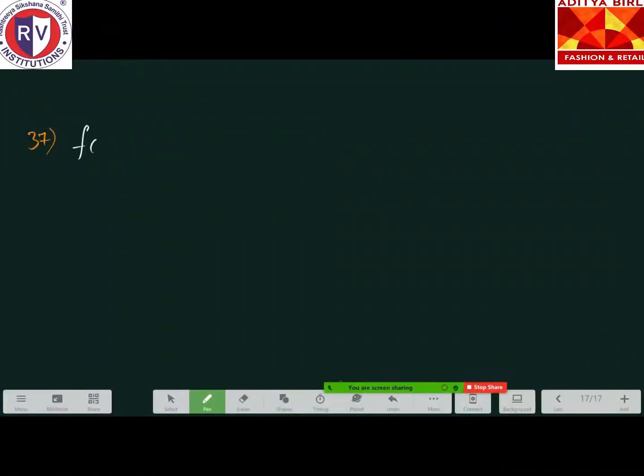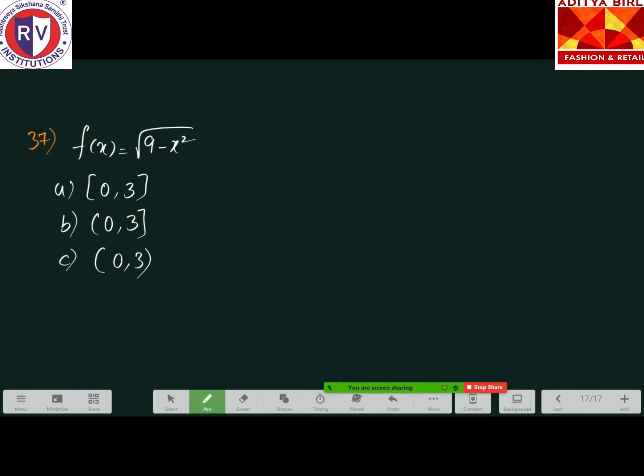f of x equals root of 9 minus x square. The options given are: option A, closed interval 0, 3; option B, interval 0, 3, where 3 is a point in the interval, where 0 is not; option C, open interval 0, 3; and option D, the interval 0, 3, where 0 is a point in the interval, whereas 3 is not.